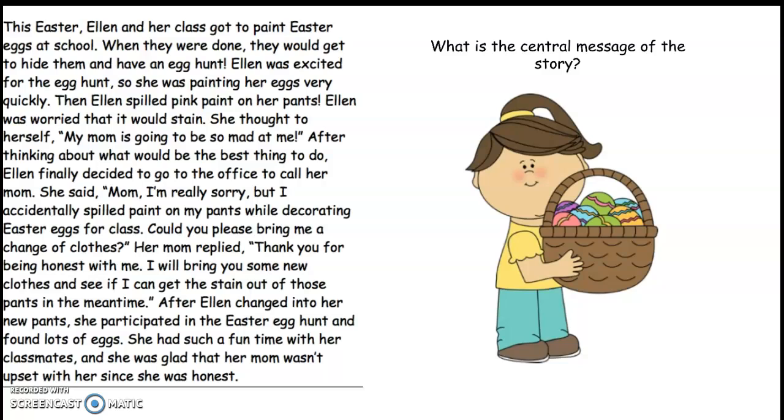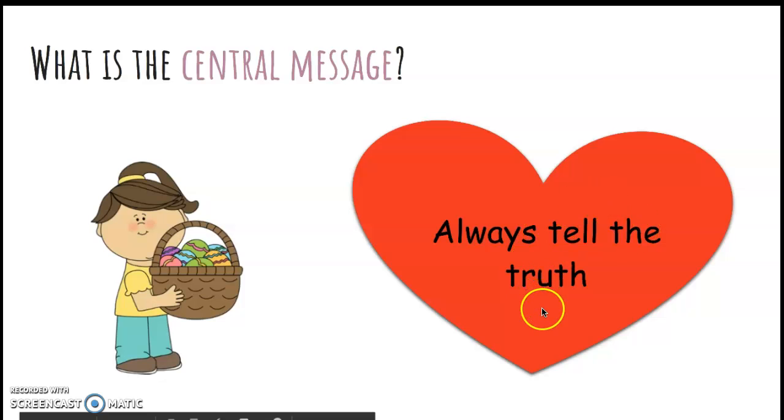So, from reading this short story, we can think, what is the central message, or what is the author trying to teach us? The problem in the story was that Ellen spilled paint on her pants, and the solution was that she told her mom about it quickly, and her mom brought her new pants so she could still participate in the Easter egg hunt. From this problem and solution, I can guess that the central message of this story was to always tell the truth. Do you think if Ellen didn't tell her mom that maybe her mom would be upset? Maybe. So I think in this story, with having Ellen call her mom right away and being honest, the author is telling us that they want us to learn that we should always tell the truth.